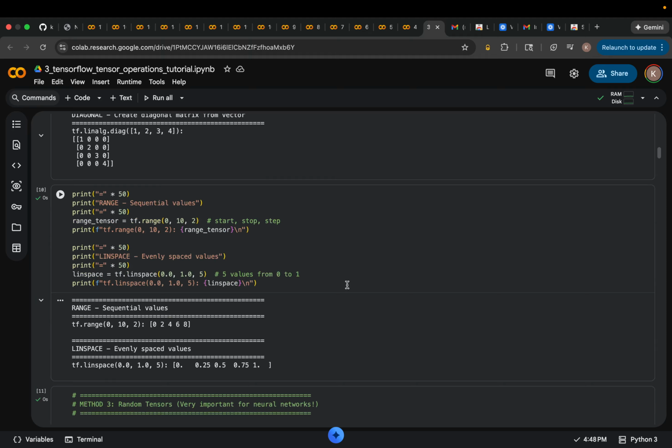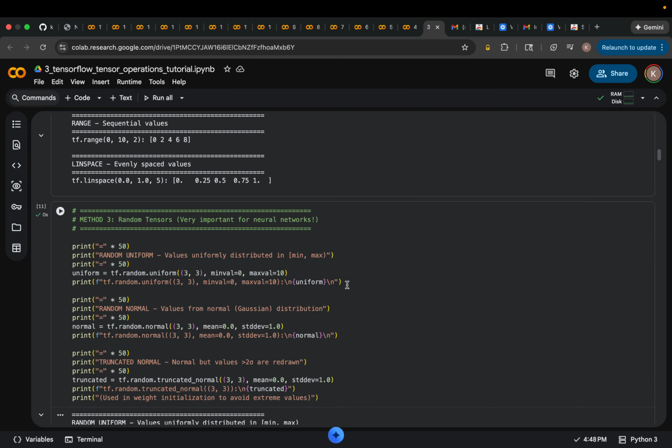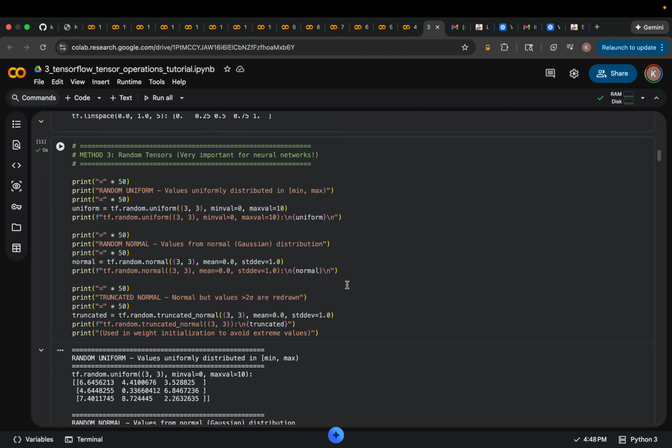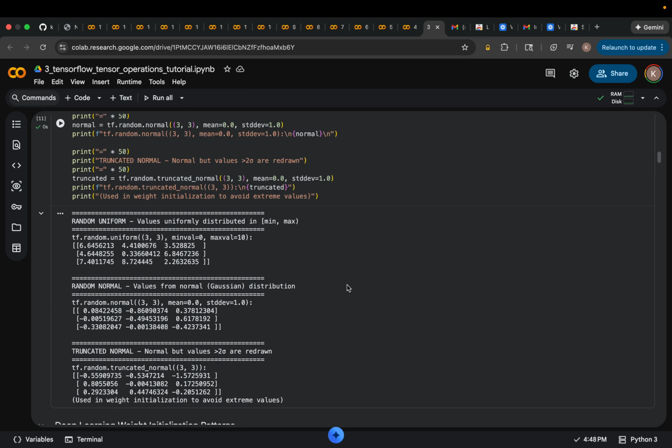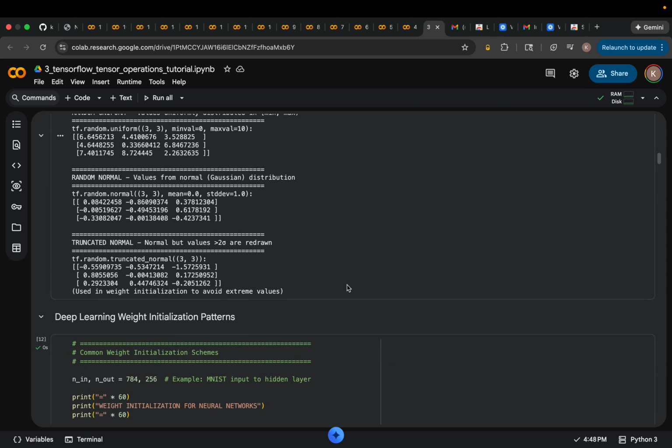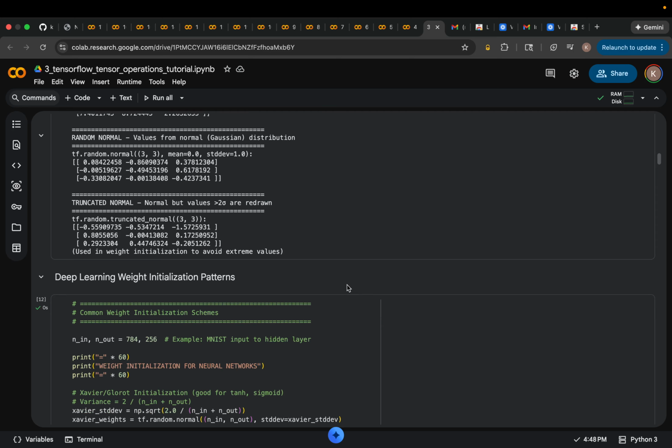Indexing and slicing follow NumPy conventions. For advanced indexing, TF uses tf.gather and tf.gather_nd instead of PyTorch's fancy indexing syntax. Reshaping uses tf.reshape, tf.squeeze, tf.expand_dims, and tf.transpose.